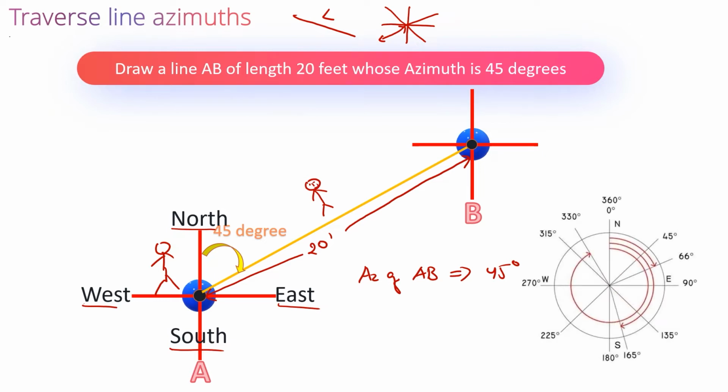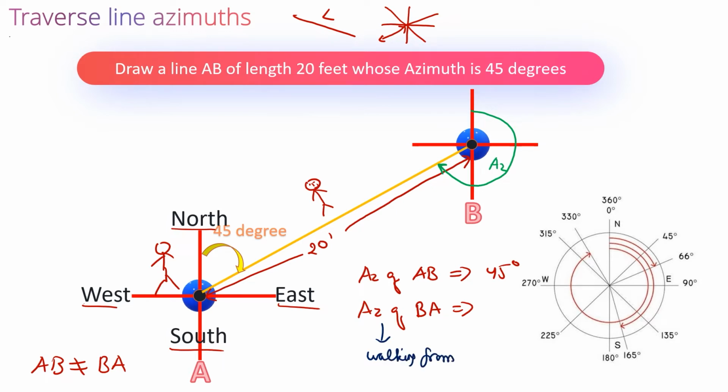So what is the azimuth of the line from B to A? Okay, so what is the azimuth of this line BA? The azimuth of AB is not equal to the azimuth of BA, because it depends on the point of reference. So if I tell you to find the azimuth from B to A, then you should be finding this angle, right? From B to A, the azimuth would be this angle, okay? And it means that you are walking from B to A.